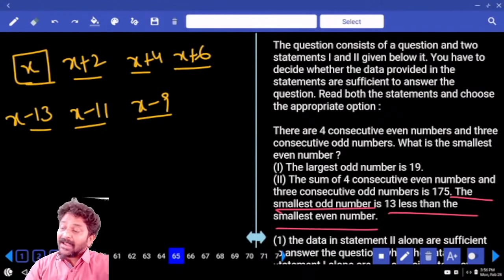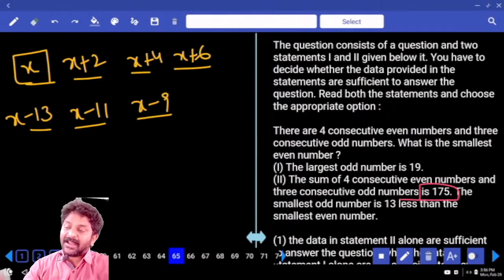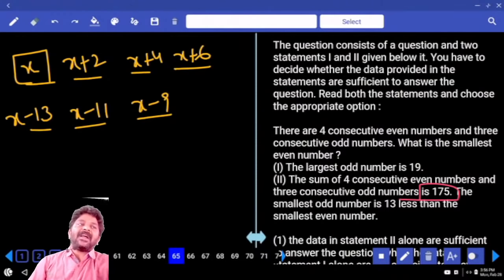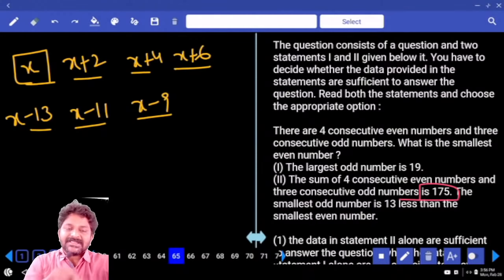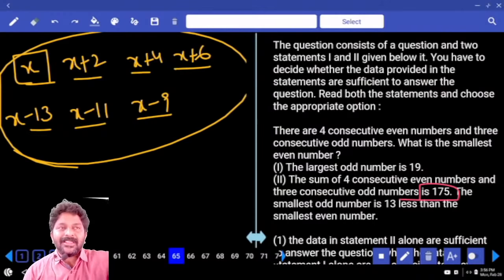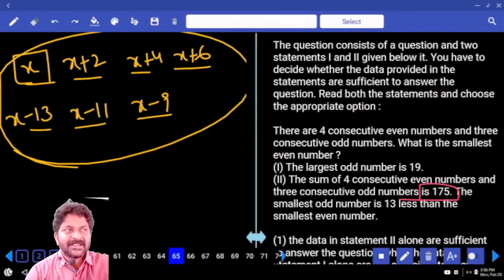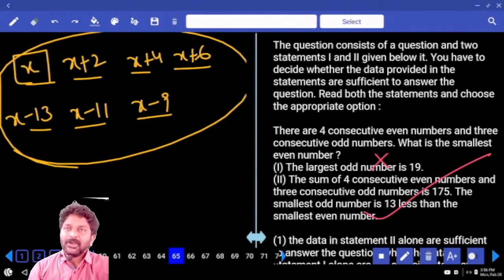These are 4 consecutive even numbers and 3 consecutive odd numbers. And at the same time, it is also given that the sum of these numbers, 4 consecutive even and 3 consecutive odd, is equal to 175. When you add all these numbers, how many variables are there? Only one. So can we get an answer or not? Yes, 1 alone is not sufficient, but 2 alone is sufficient.